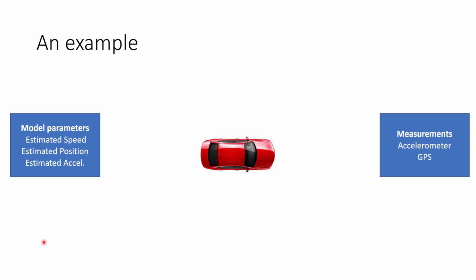Now, in this example, I'm going to use this car, which is driving along a road. The model parameters, the parameters that we're going to be filtering using the Kalman filter, are the speed, the position, and the acceleration of the car. And the measurements that we're going to use as inputs to the Kalman filter are a measurement from an accelerometer, giving acceleration, and a GPS position measurement.